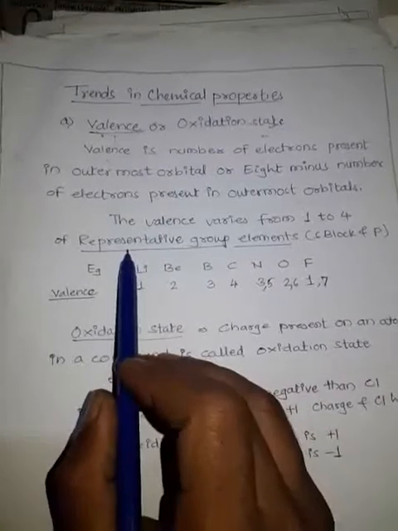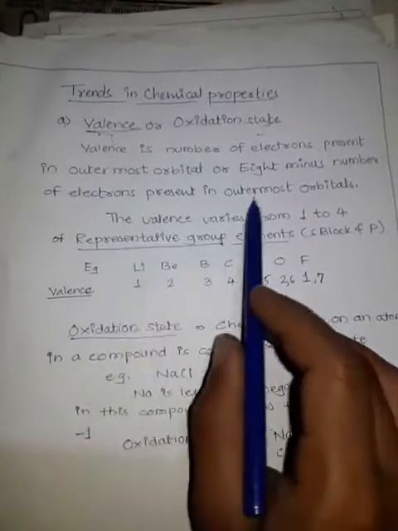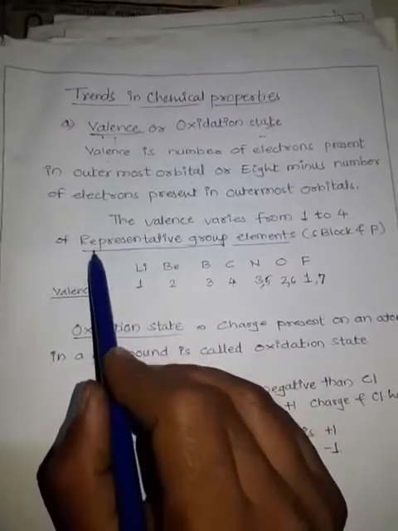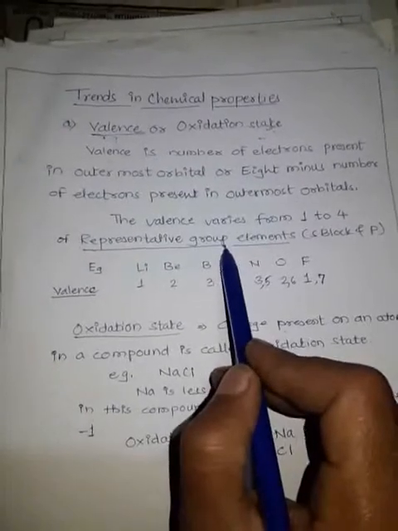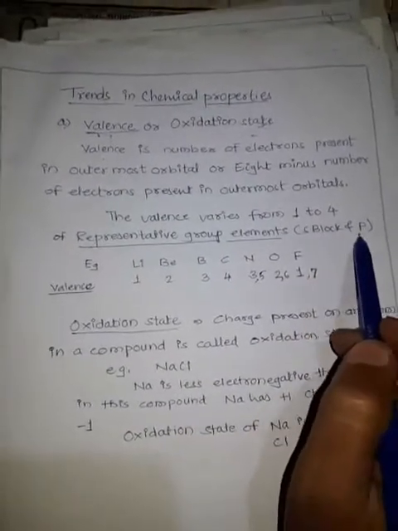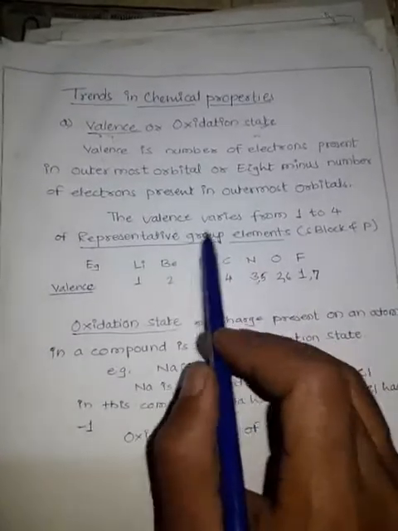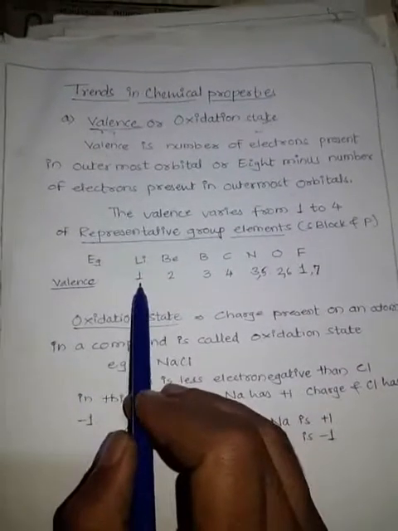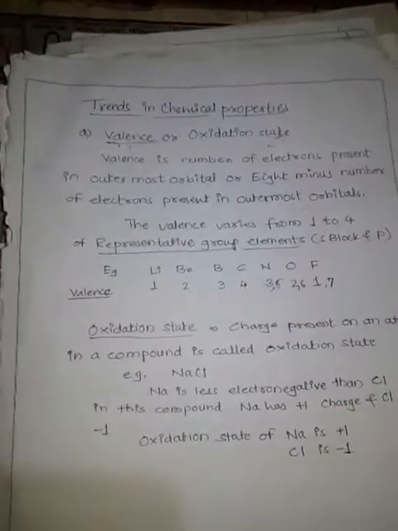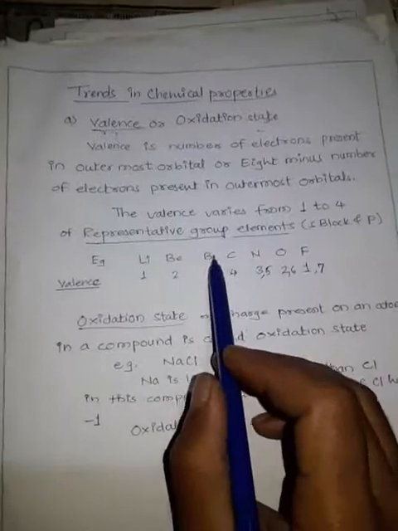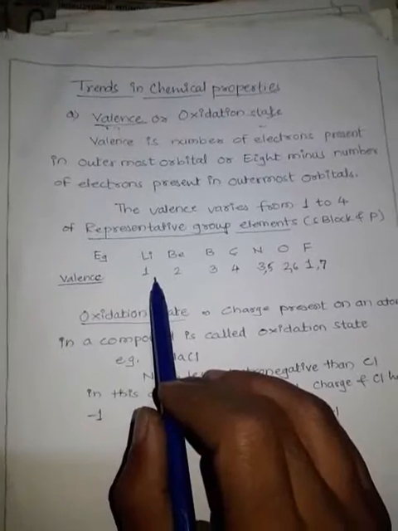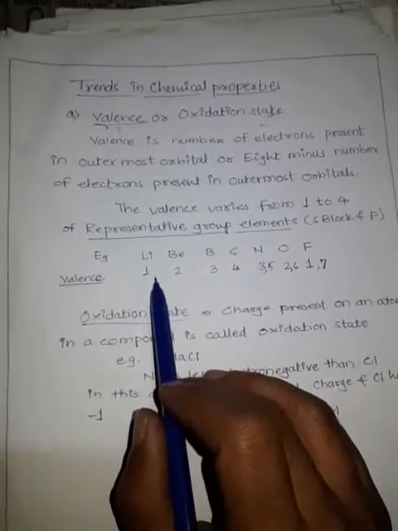So here I have written some. This valency that we are going to determine is only for the representative groups, that is S block and P block. And this valency for S block and P block elements varies from 1 to 4. As per the first definition, I have chosen the second period elements, that is lithium, beryllium, boron, carbon, nitrogen, oxygen, fluorine. As per the first definition, we count the number of electrons present in the outermost shell.